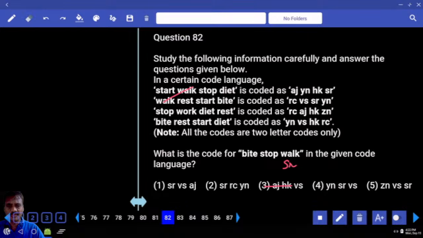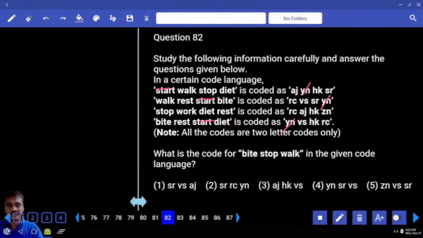What is the code for? Stop, start, walk, stop, diet. Start is the common code, not two words. Now start is common in these three. As start is common in these three, which is common here? And yn, yn, yn. And the code for start is what?